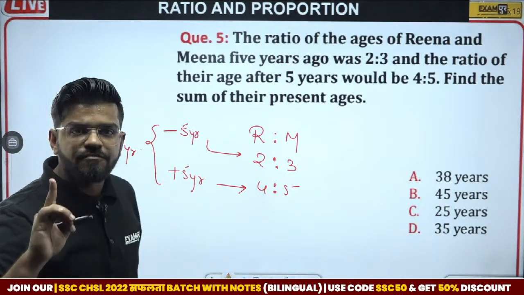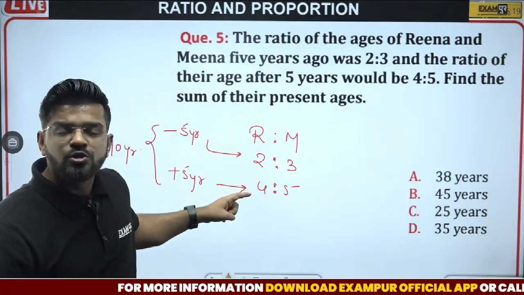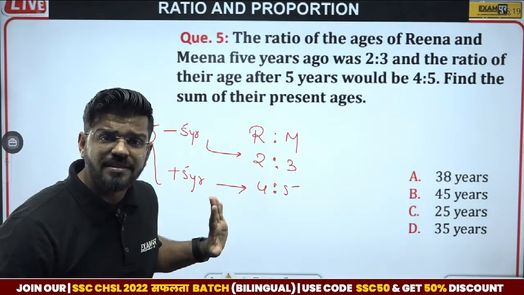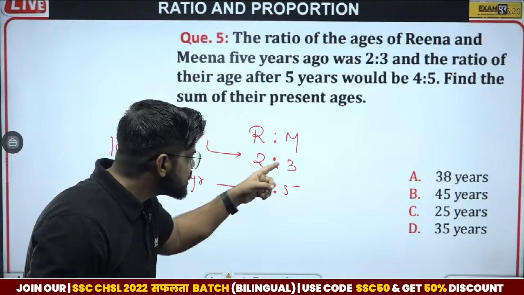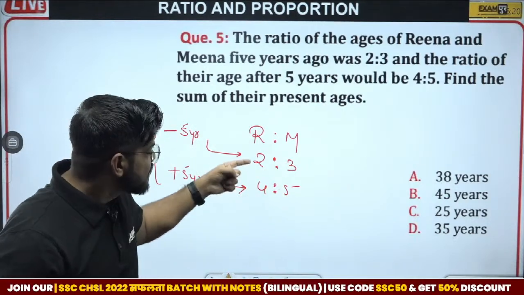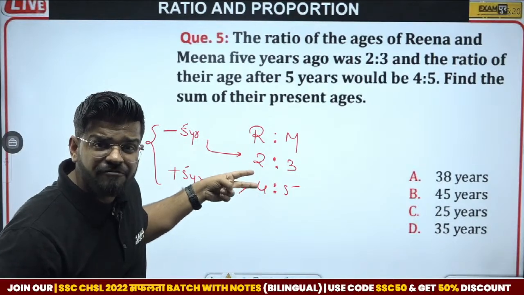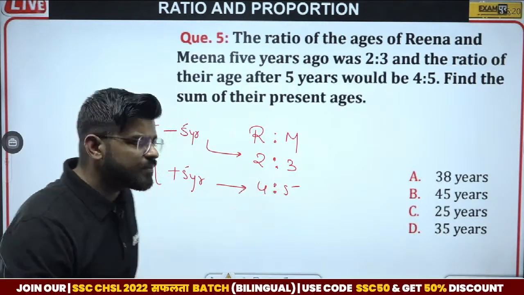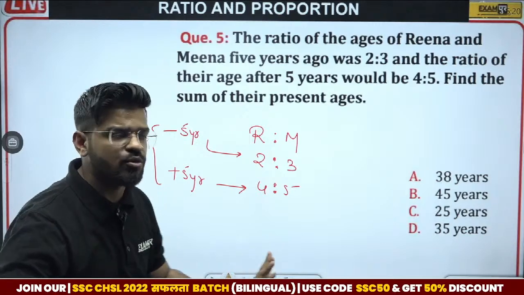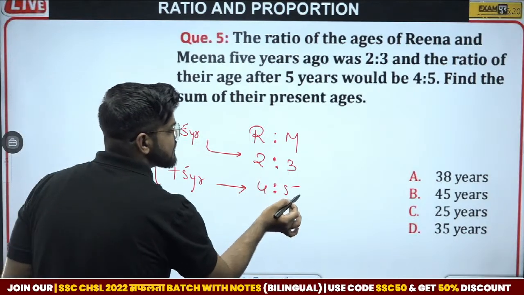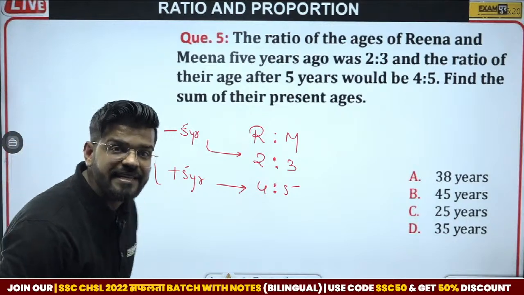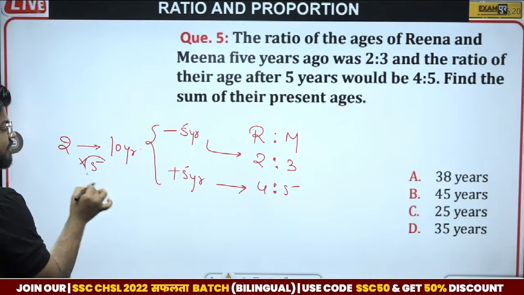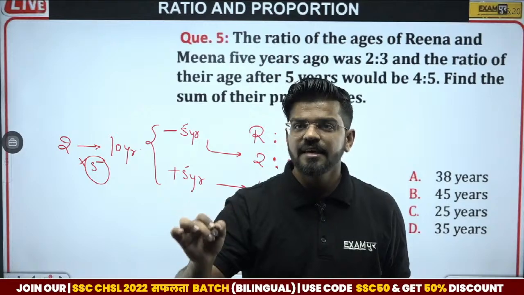Now, if there is 10 years of difference, Reena has also grown up by 10 years and Meena has also grown up by 10 years. That means the difference in the ratio is constant. Here the ratio is 2 and 4, with a difference of 2, so the ratio on the other side should also have a difference of 2. That means my ratio is completely fine. So here is a 2 difference, and that 2 difference is equal to 10 years. That means 2 units is equal to 10 years, so we get the multiplying factor of 5.